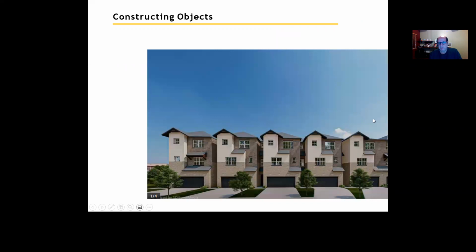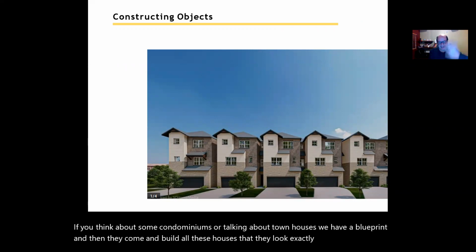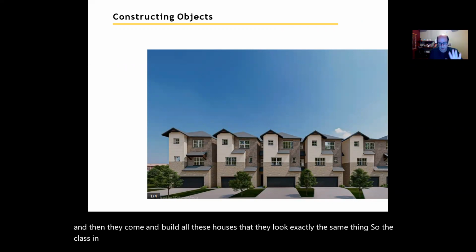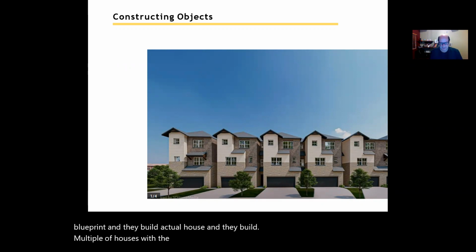So if you think about some condominiums or townhouses, we have a blueprint, and then they come and build all these houses that look exactly the same. So the class in this case is a blueprint. How are we going to build this house? Then they take that blueprint and they build the actual houses, and they build multiple houses with the same floor plan. That means if you look at them from outside or inside, everything is identical.